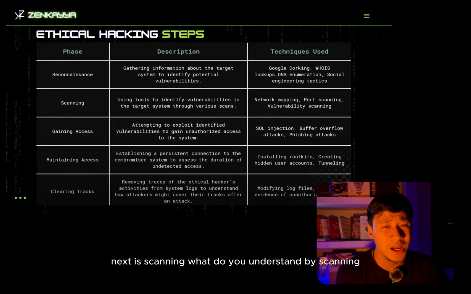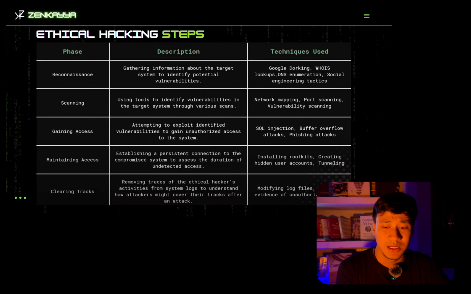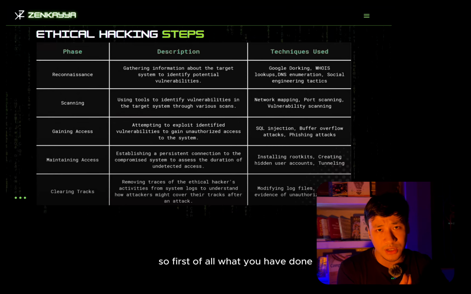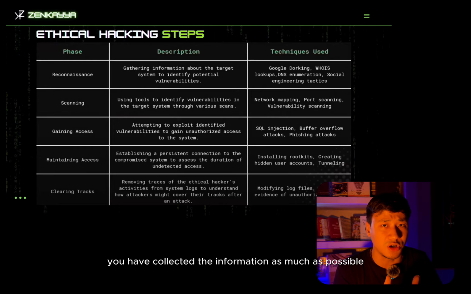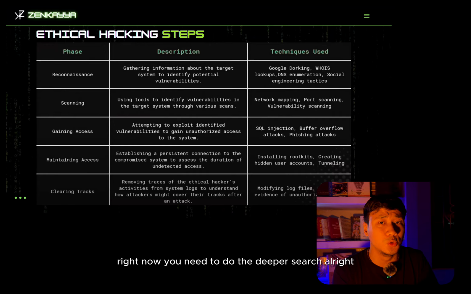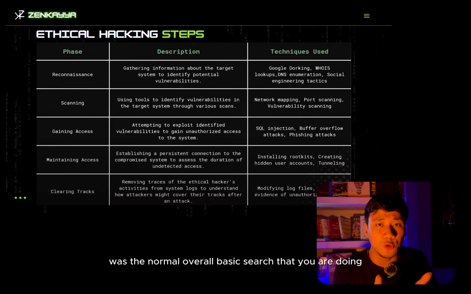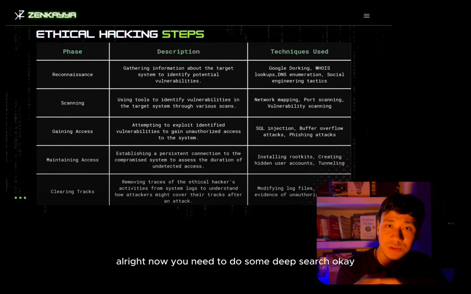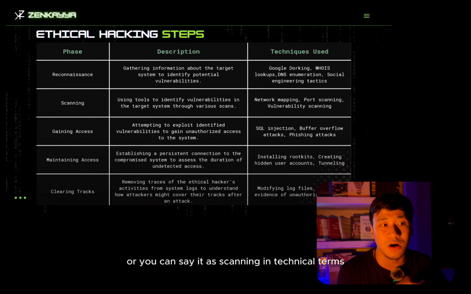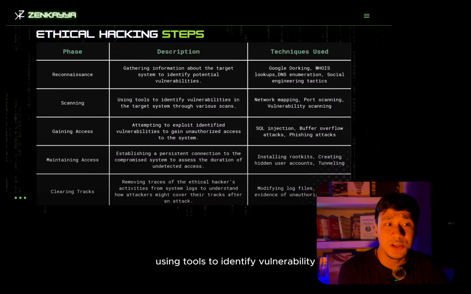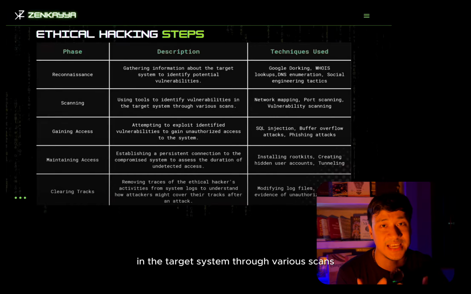Next is scanning. What do you understand by scanning? So first of all, you have collected as much information as possible, right? Now you need to do a deeper search. All right. Reconnaissance was the normal, overall basic search that you were doing. Now you need to do a deep search, or you can say scanning in technical terms. What is it exactly? Using tools to identify vulnerabilities in the target system through various scans.